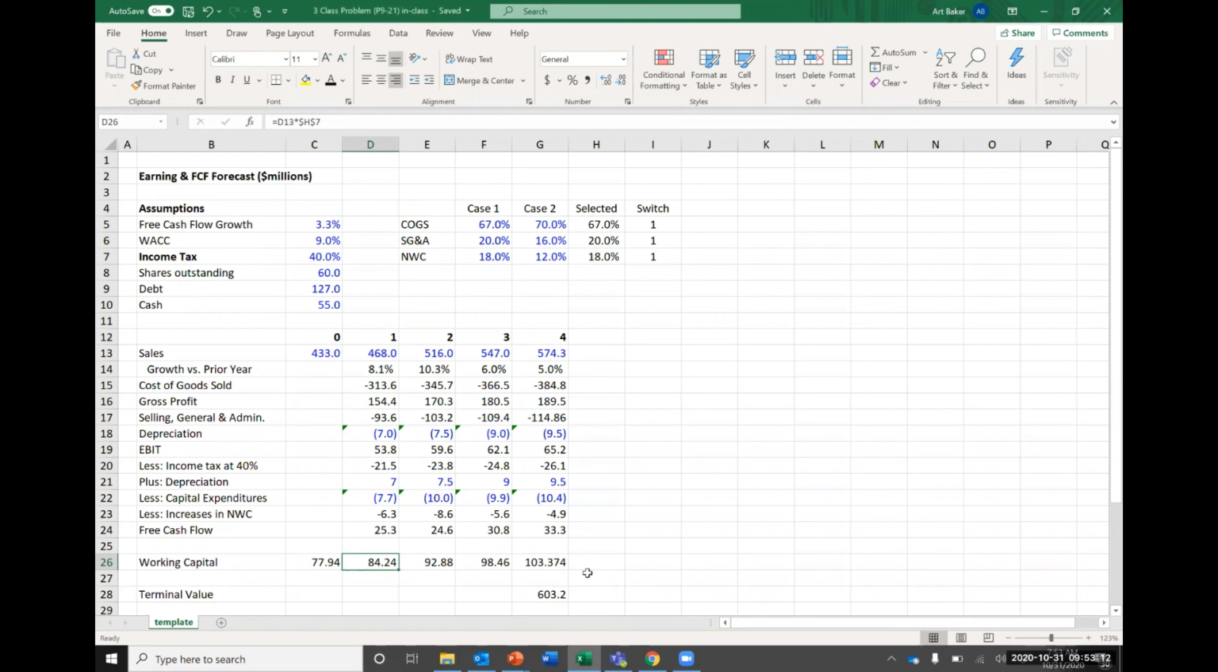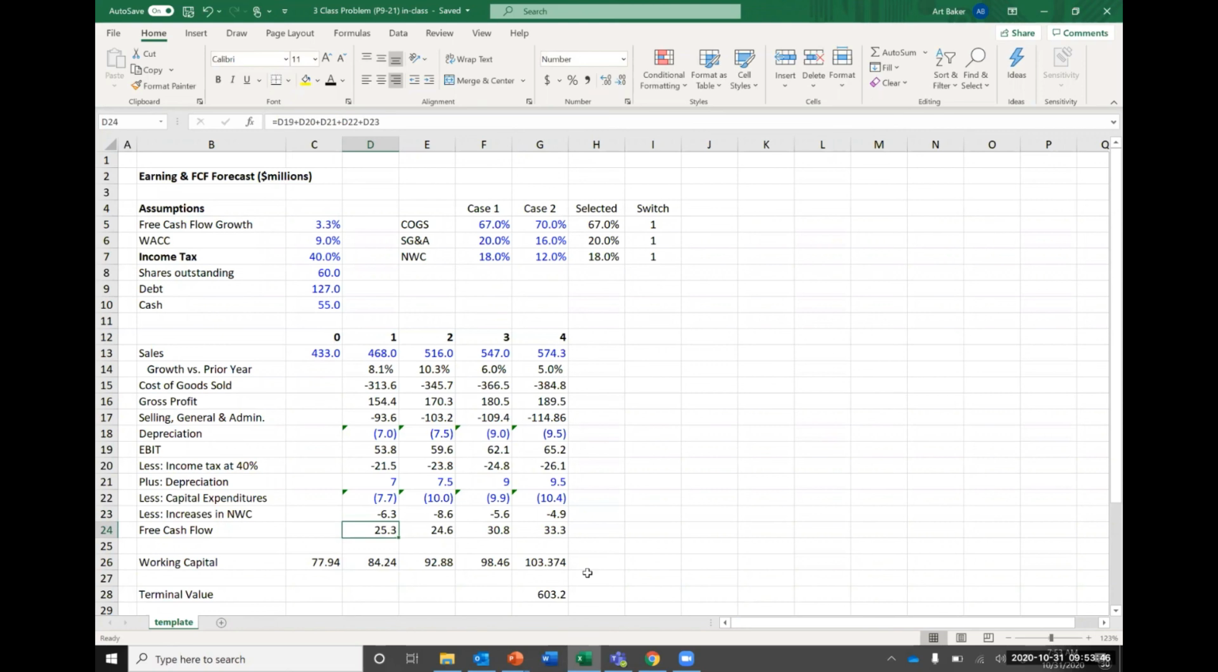Can you go back to the increases in net working capital, the negative 6.3? So what I did here is I took negative change between year 1 and year 0 in working capital. I have a quick question. So you're adding working capital there. Shouldn't our enterprise value change because of adding working capital to the free cash flows?